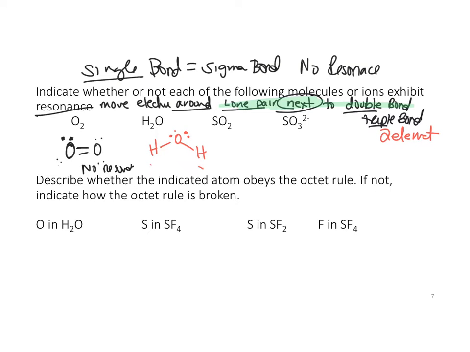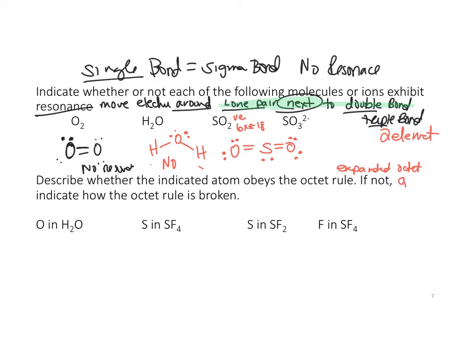You'll see that there's no double or triple bond, so that's a no for resonance. SO2, how many valence electrons do you have? 6 times 3 is 18. Okay, so you have that here, and then you just go ahead and do the double bond. 1, 2, 3, 4, 5, 6, 7, 8, 9, 10, 11, 12, 13, 14, 15, 16, 17, 18. Sulfur can do a thing called expanded octet.